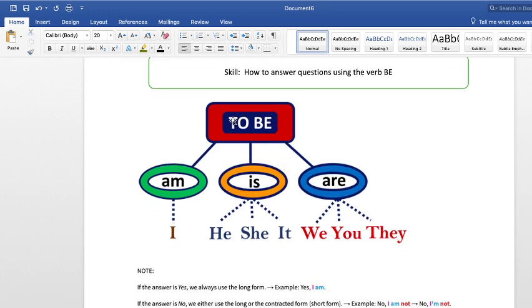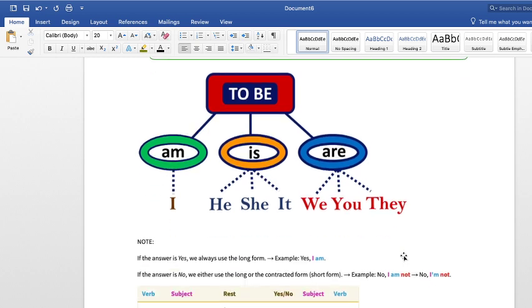I want to remind you that the verb be is formed by three words: am, is, and are. This is the verb be in simple present. Am is always used with I. Is is always used with she, he, and it. And are is used with we, you, and they. These are the subjects.